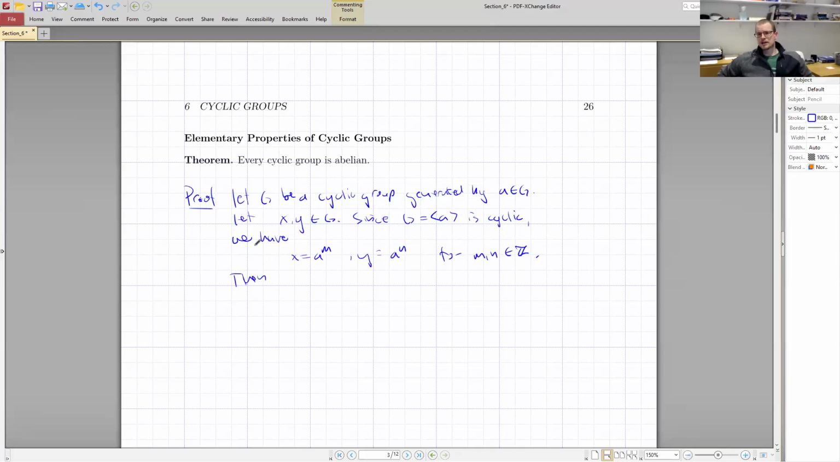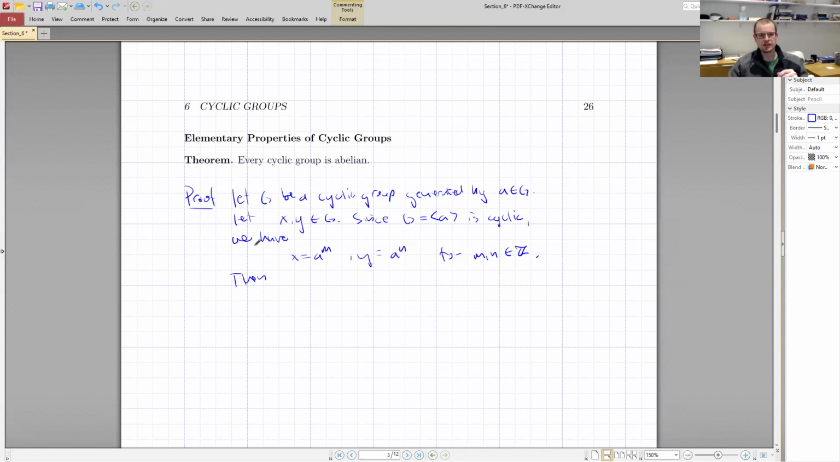Now, we got to remember what we're trying to show here. So all I've done is make some assumptions and just kind of specify what some things look like. The assumption is that G is cyclic. That's it, right? Every cyclic group is abelian. So we assume that G is cyclic, and then we're going to show that it is indeed abelian.